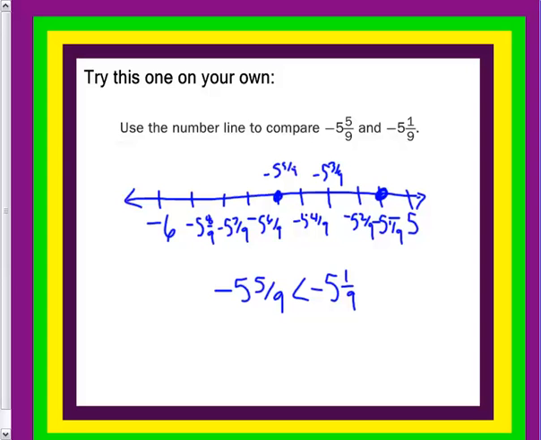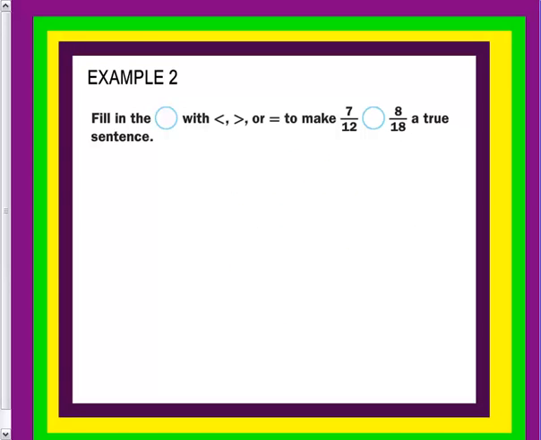Okay, so here's the second example. Now we want to figure out which one's bigger between 7/12 and 8/18. But what if you don't have the same denominator? That's where you've got to make them equal. So we have 7/12 and 8/18. First you've got to find your lowest common denominator, your LCD, the one that both 12 and 18 go into. Well, I know that they both go into 36.